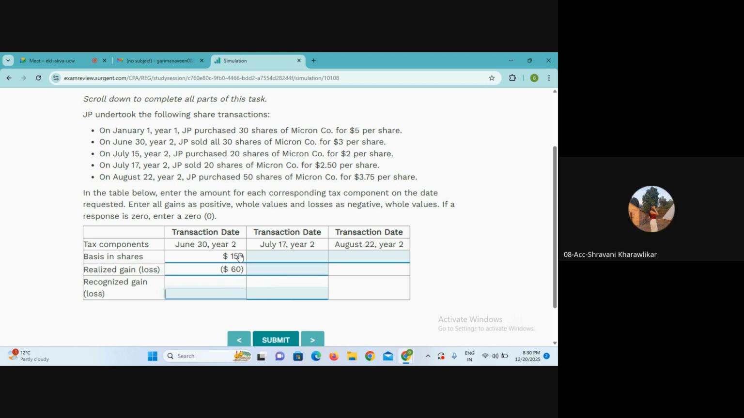On July 2 purchase 20. Ma'am, only for 20 shares? Yes, because you are selling these 30 shares, then buying back 20 shares for $2. Means you are purchasing 20 shares for $2 but selling them for $3.